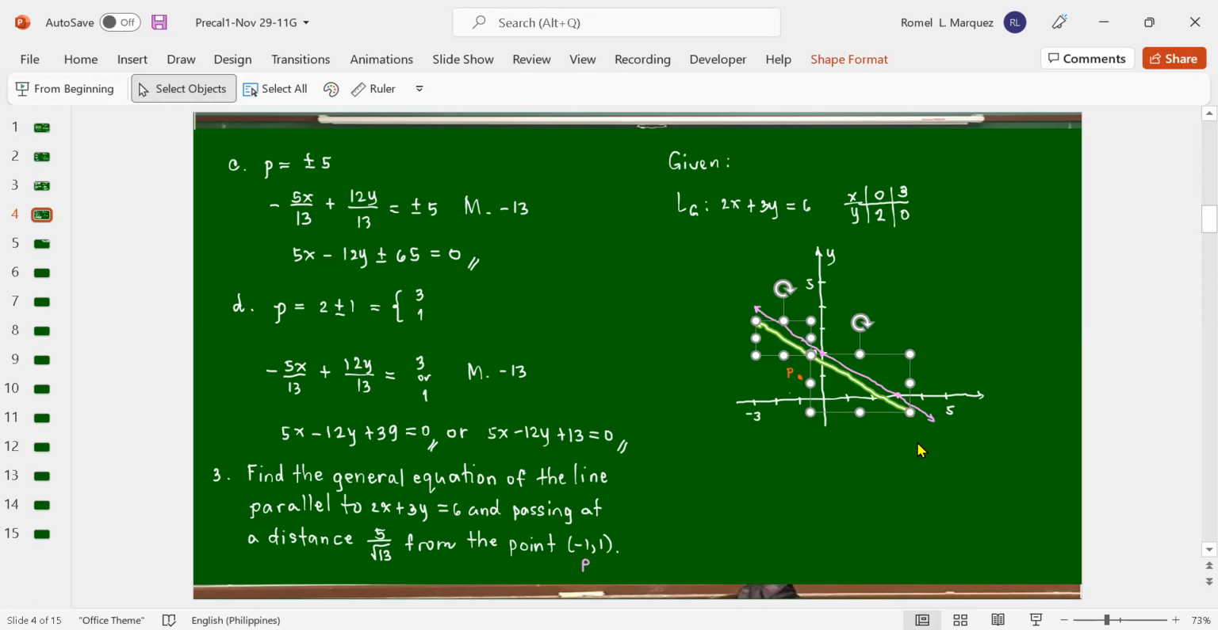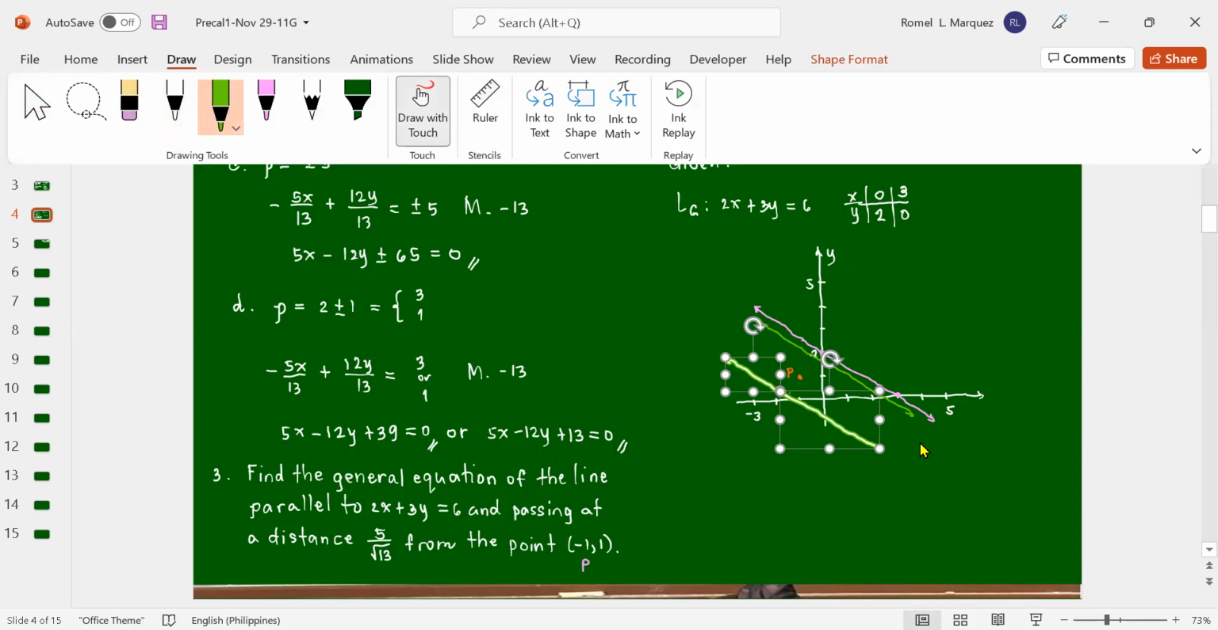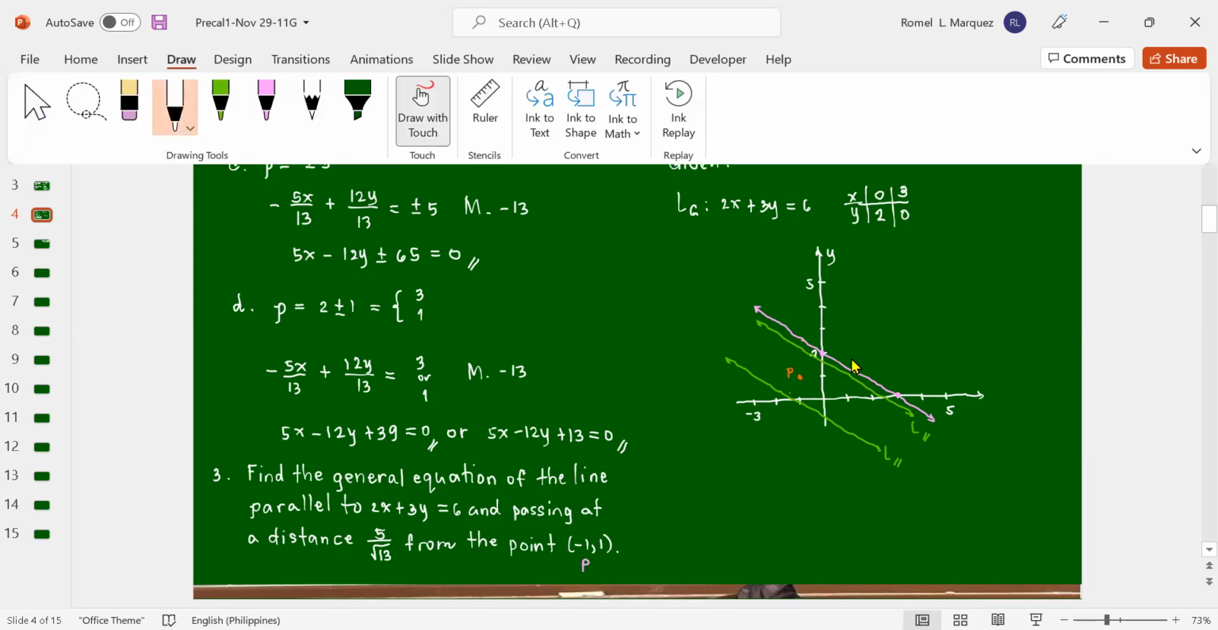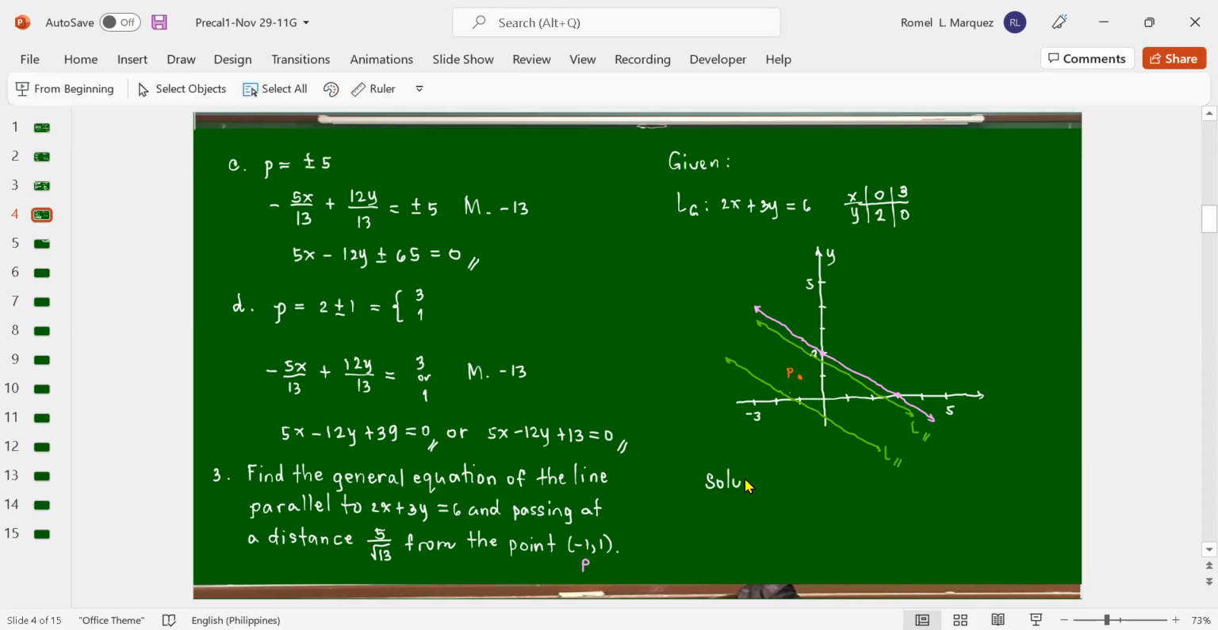Yeah. So another line we have below the point, no? And it's still parallel to the pink. Get it, children? So this is the line we're looking for that is parallel to the given line. Okay? So how are we going to determine the equations for these green lines, guys? Any suggestion?